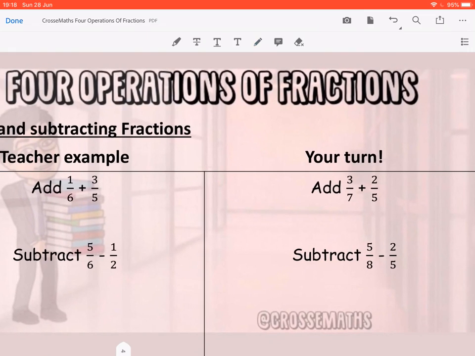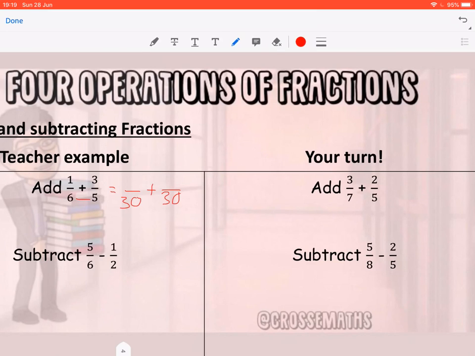I've got 1 over 6 plus 3 over 5. In order to make those the same number, I'm going to find a common denominator. So I think of the 6 times table and the 5 times table. The easiest way to find where they cross is to multiply them together. So 6 times 5 gives me 30. So I'm going to change these fractions now to make them both over 30.